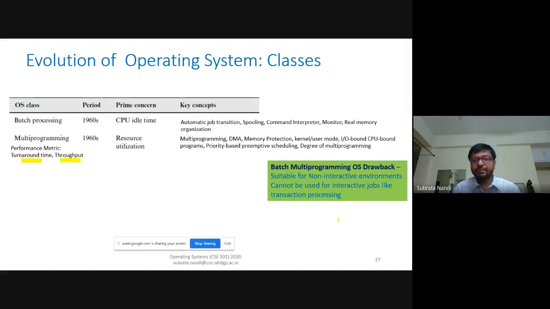So it's batch multiprogramming. The basic drawback was that it was not suitable for interactive environments. Interactive environment means where the users can interact. Because the operating system was not designed for that purpose, let's see what happens when the user can interact.